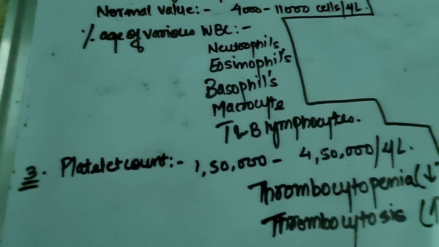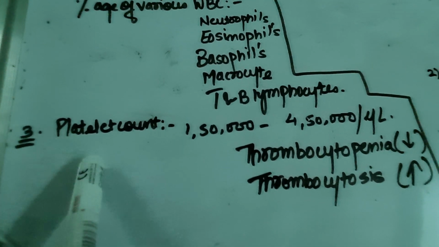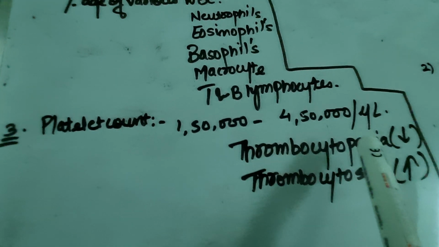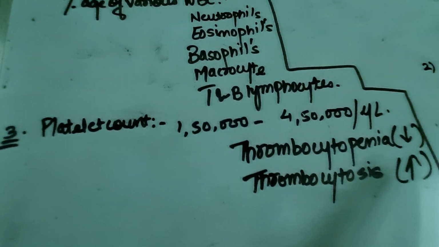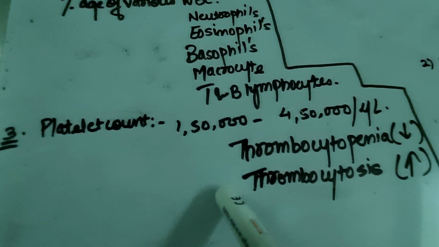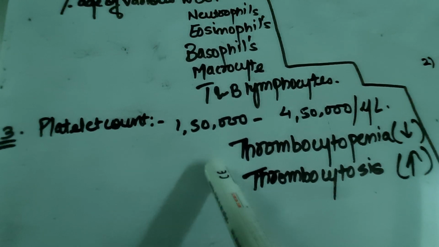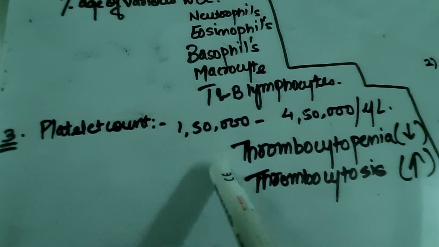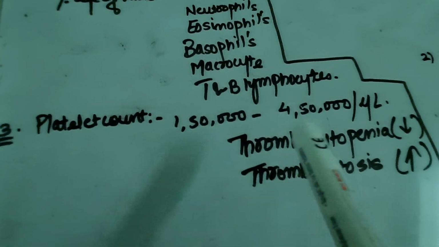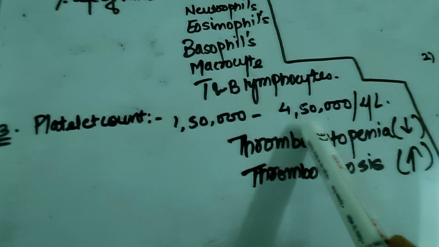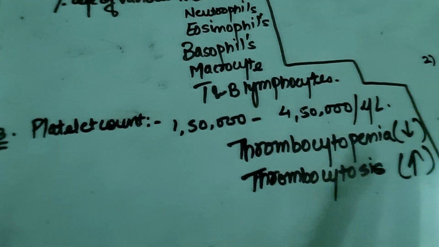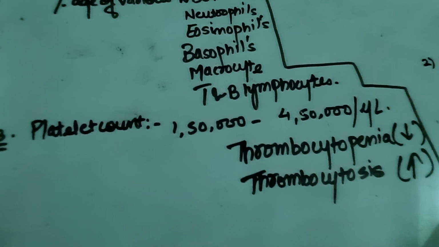The third one is the platelet count. The normal platelet count ranges from 1,50,000 to 4,50,000 cells per microliter. And what is thrombocytopenia and what is thrombocytosis? Thrombocytopenia is the decreased platelet count, which is less than 1,50,000, and thrombocytosis is the increased platelet count, which is above 4,50,000 cells per microliter.